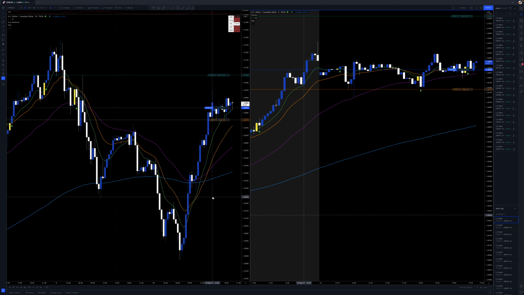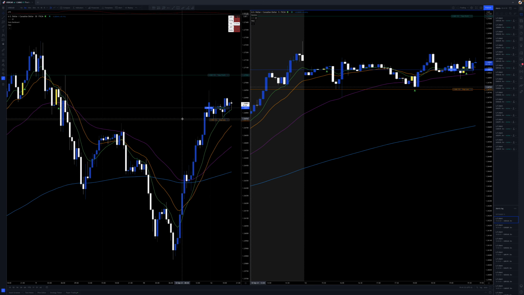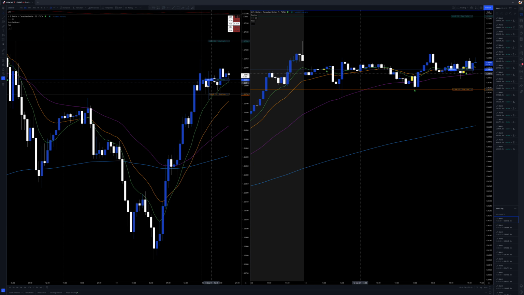So what I've done here is just to give you an example. I just took a trade on here. This is a demo account. I'm just trying to show you this for demonstration purposes. This is USD CAD that I pulled up. This is a 30-minute chart on my left-hand side and a 5-minute chart on my right-hand side. And I just took this trade here.